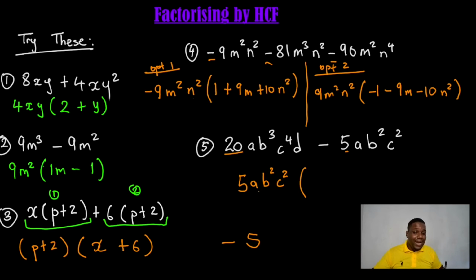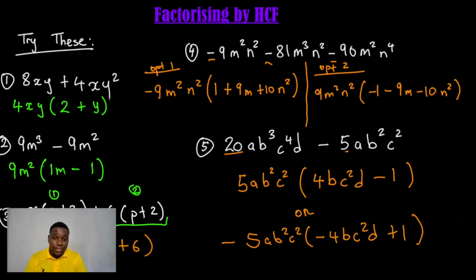And when we divide both terms by our highest common factor here, 5 into 20 gives us 4. A into A goes 1. B squared into B cubed leaves us with a B. C squared into C to the 4th power will leave us with C squared. And we have to write back our D, right? Minus, so 5 into negative 5 will give us a negative 1. A into A goes 1. B squared into B squared goes 1. C squared into C squared goes 1.